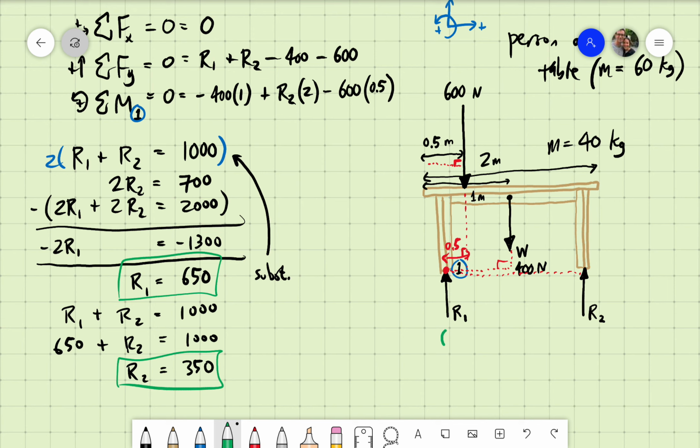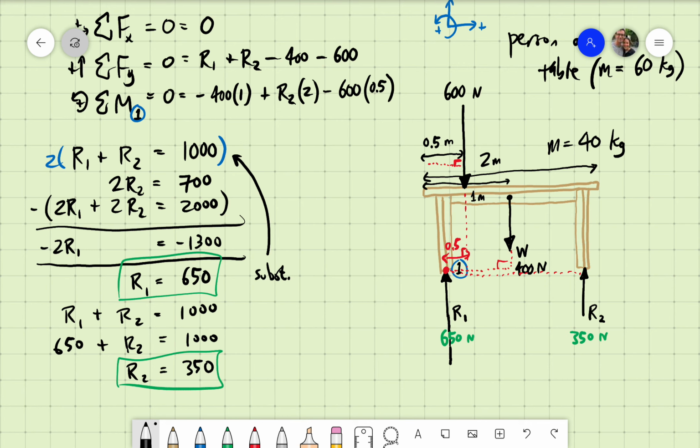R1 is 650 newtons, R2 is 350 newtons. So you see, having a person standing on the table asymmetrically to one side results, as you would expect, in a bigger reaction force on that side. In fact, I might even want to extend that out to show that's a bigger force. That leg has to be pushed harder upwards by the floor than does the R2.